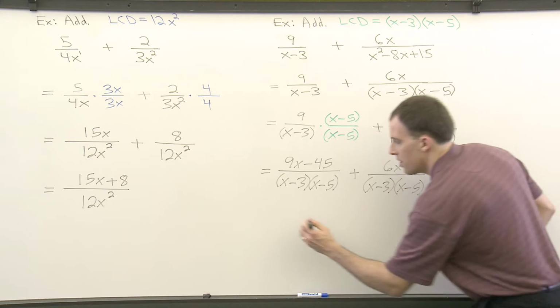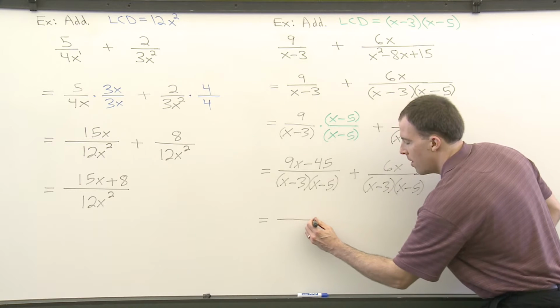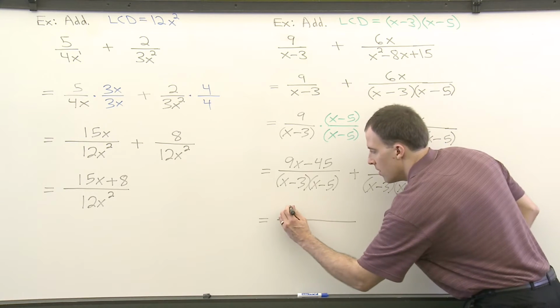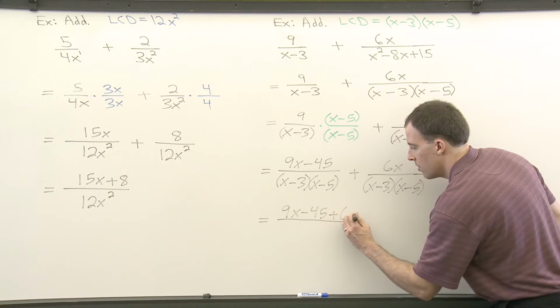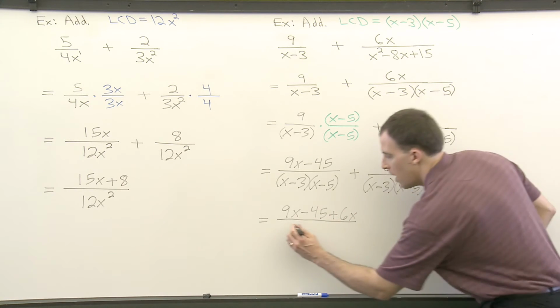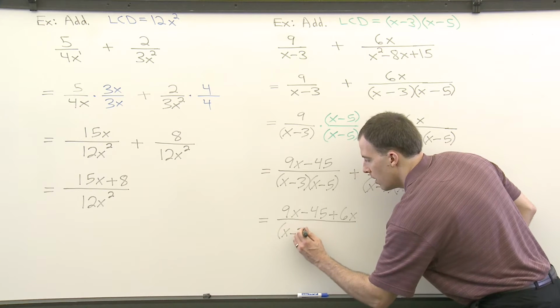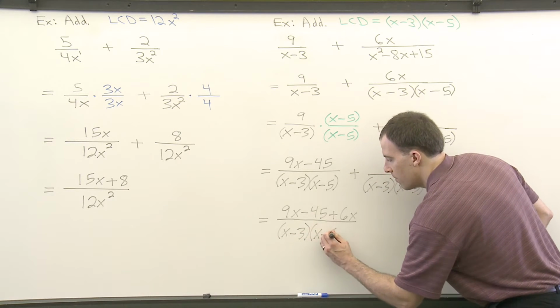It's time to add the fractions together. We now have a common denominator, so we can write it as one fraction. It's 9x minus 45 plus 6x. That's our numerator, all over top of x minus 3 times x minus 5.